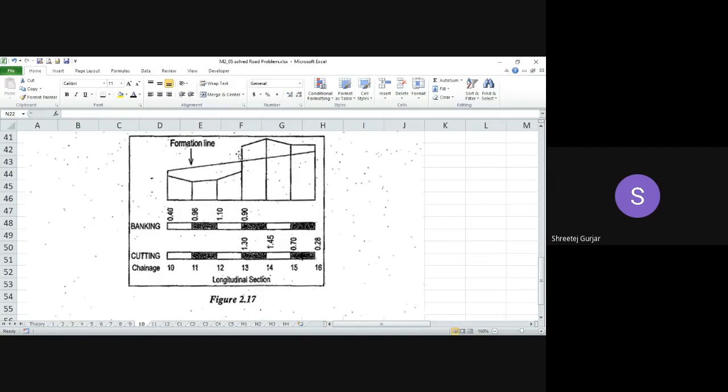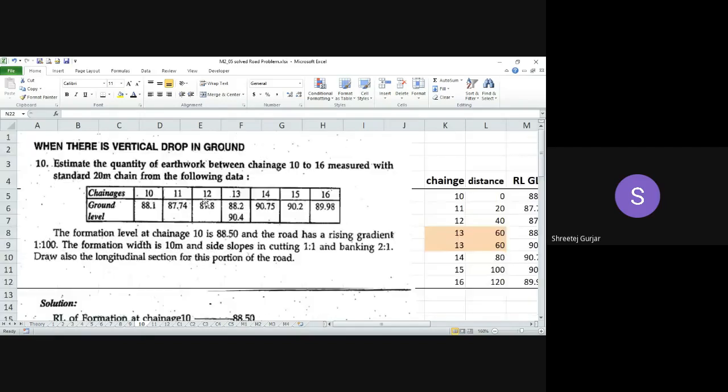If they have given you a figure, you can observe it from the figure, or if they have given you a table and you observe 2 values at a single chainage, you can tell that this problem is regarding a vertical drop in ground.